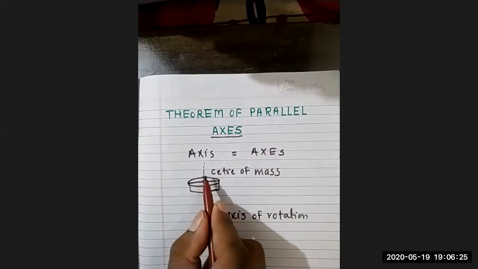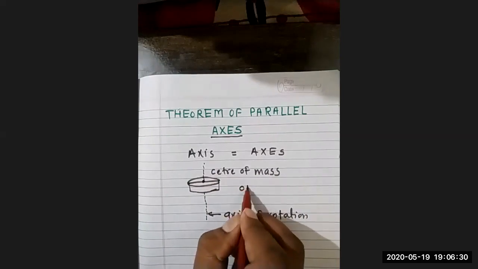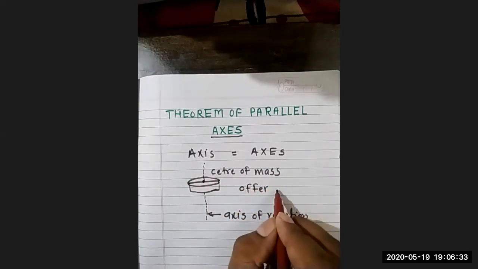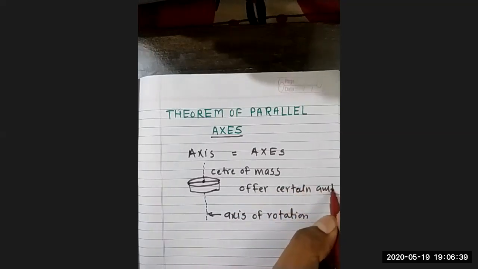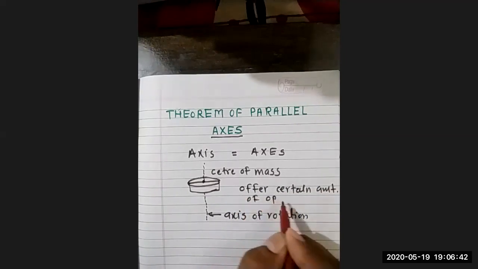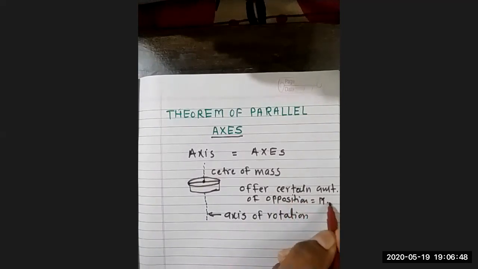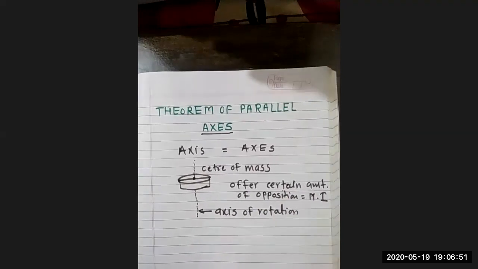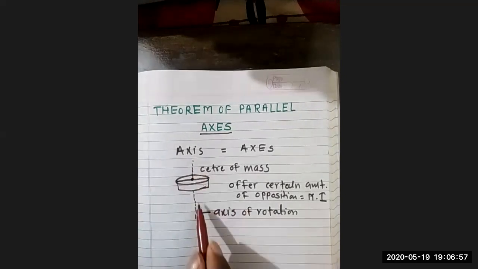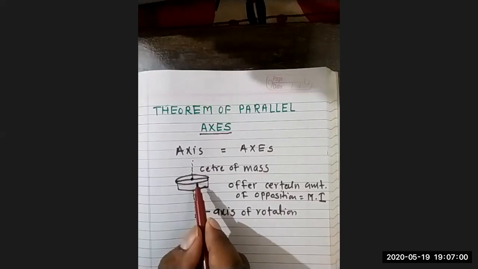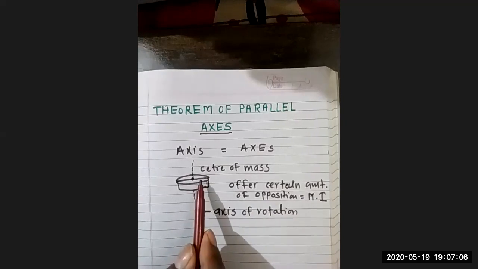And as this axis passes through the center of mass, this object will offer a certain amount of opposition, a certain amount of resistance, and that opposition we call the moment of inertia. While rotating this body about this axis, the object offers opposition to any object which is applying force on it. That opposition is called the moment of inertia.